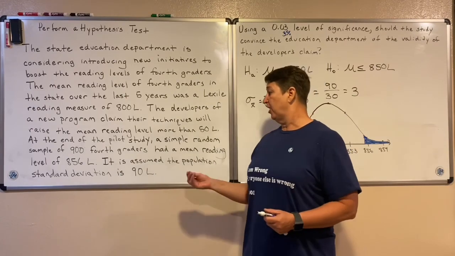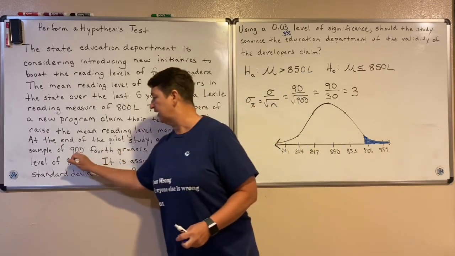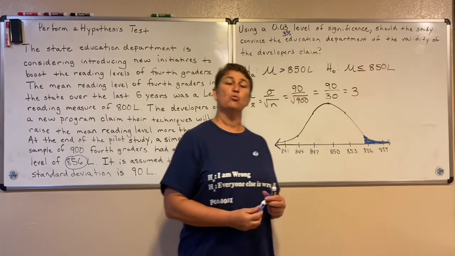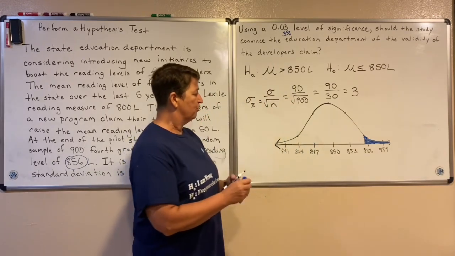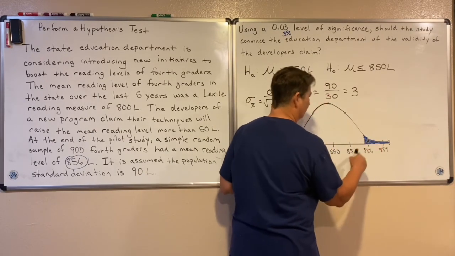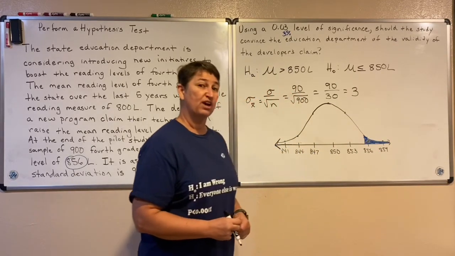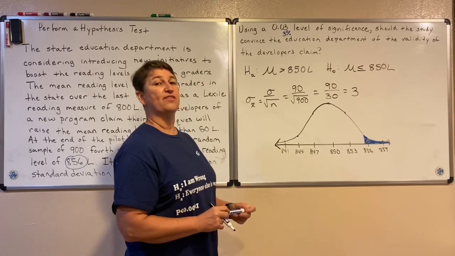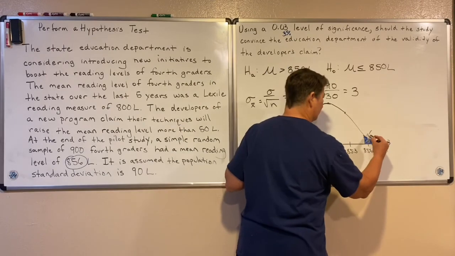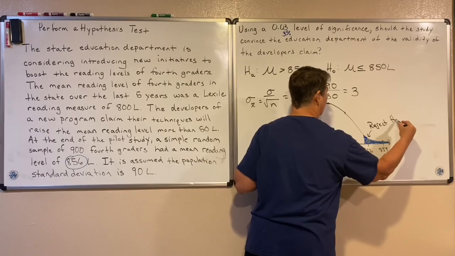Now, the test statistic they got when they collected their sample was 856 Lexile. So let's see where their test statistic falls. Their test statistic falls there at a z of 2, so at 2 standard deviations out. Notice that their test statistic does fall in that rejection region. So we know from this that we are going to reject the null hypothesis.